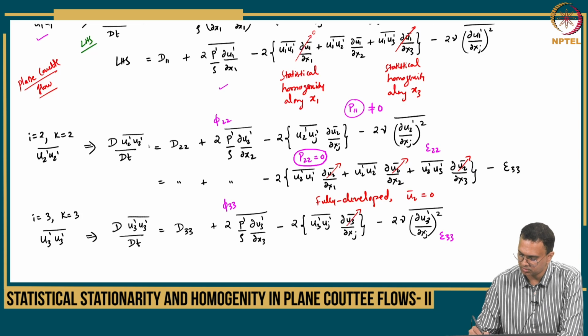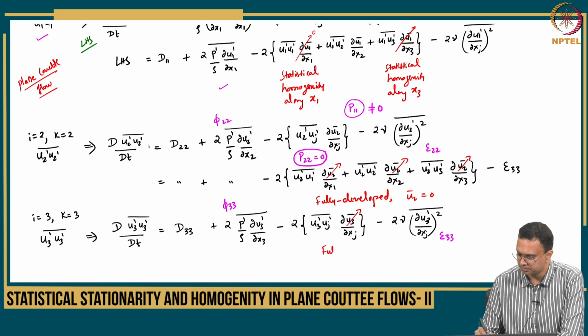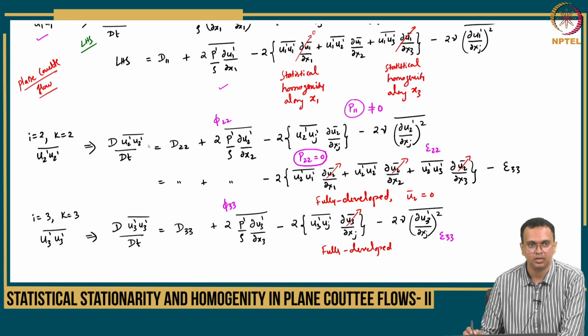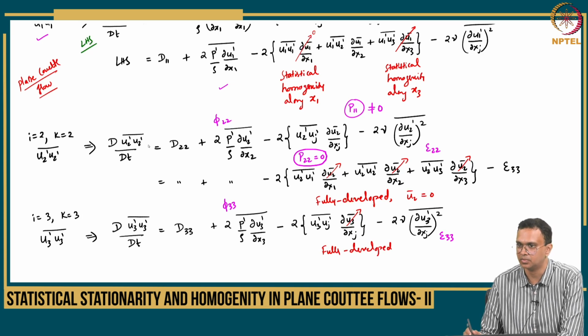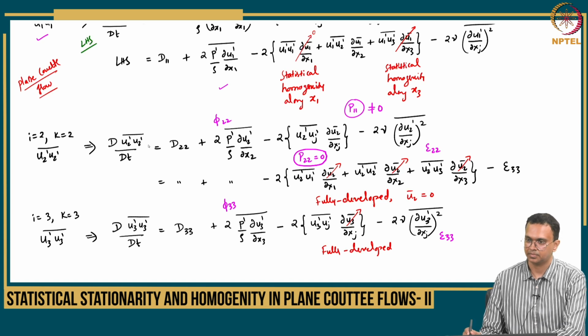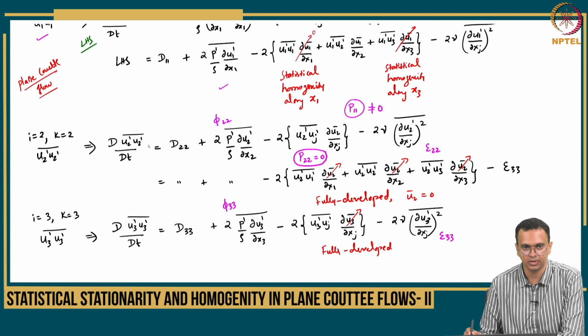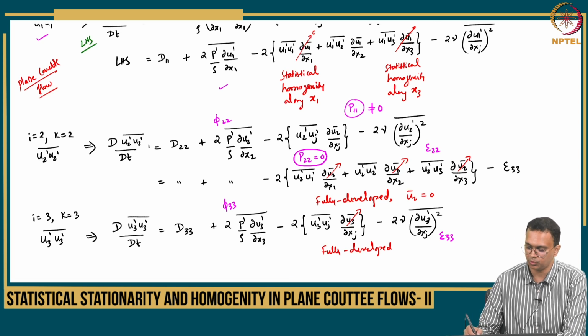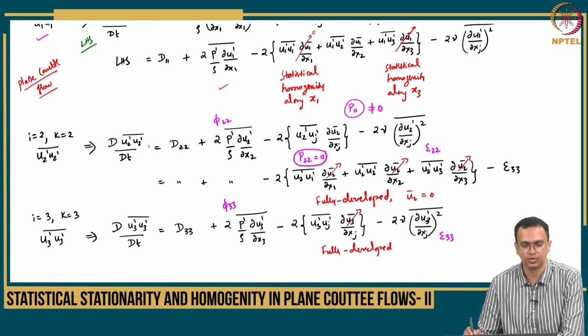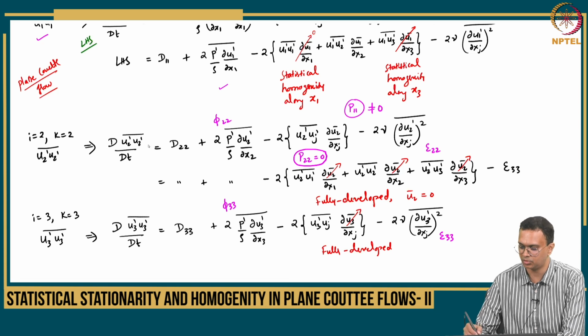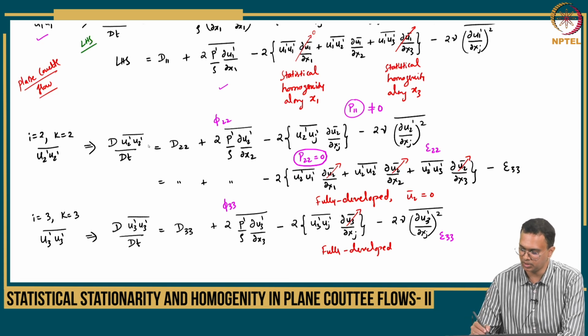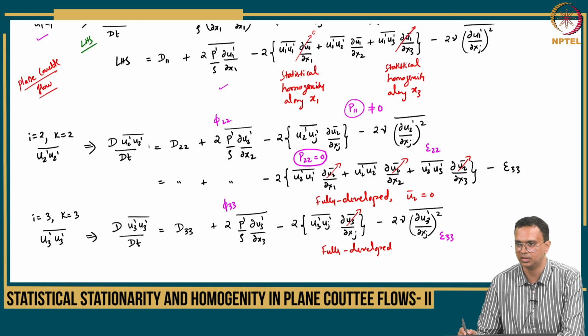U3 bar is 0 for a fully developed turbulent plane Couette flow. I will show you the data later that U2 bar and U3 bar are 0. From the data I know that these two velocities are 0. We can only say that the flow is homogeneous along x1 and x3. That is also from the data, and we can see that. That is no problem. You can go ahead and do it.